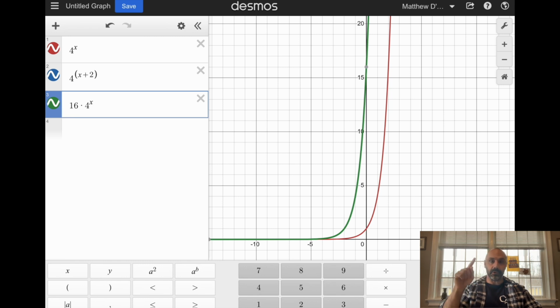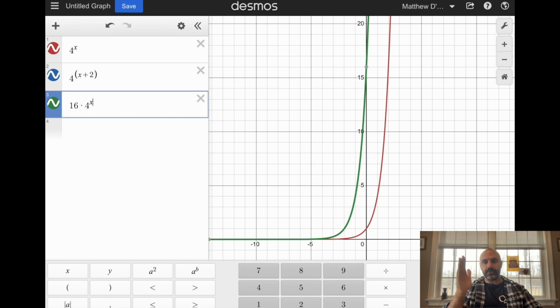And it exactly overlays 4 to the x plus 2. Take a look at the value for 4x, where 4x equals 0. What do we end up with? 1. That's the red function, right? 4 to the 0 power is 1.